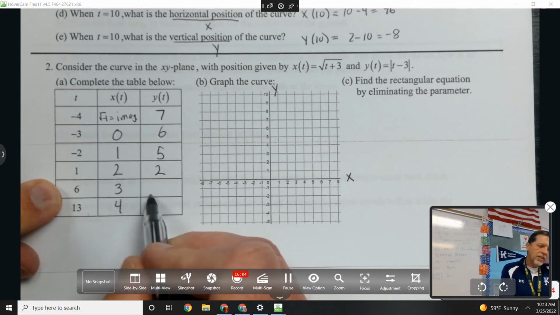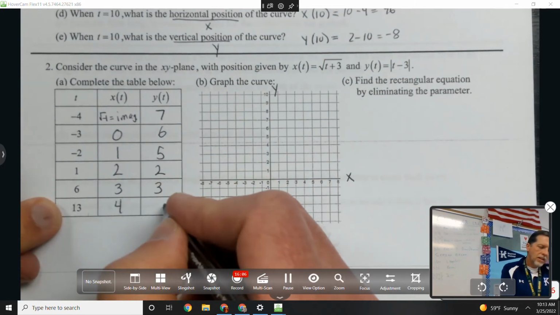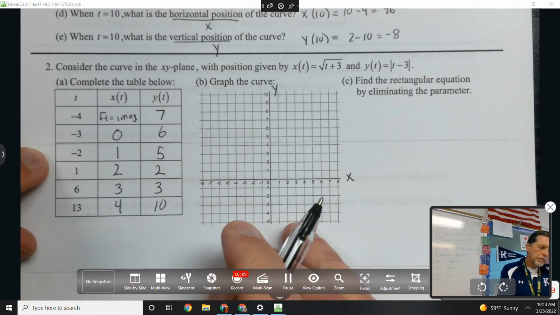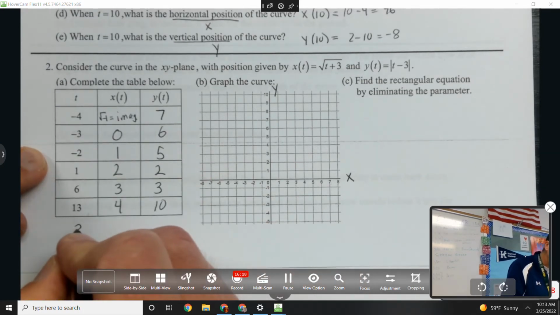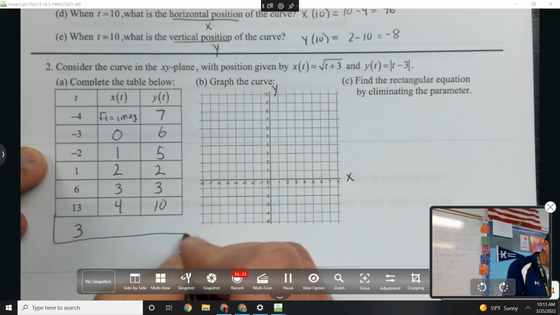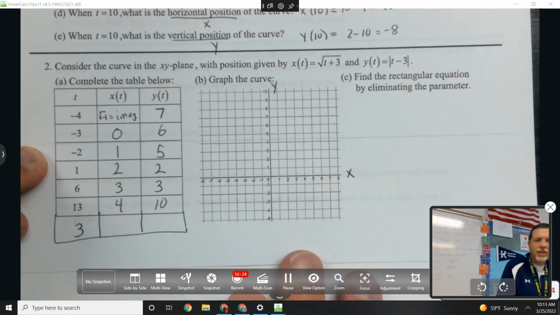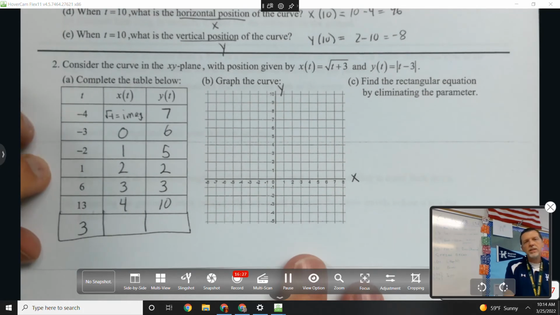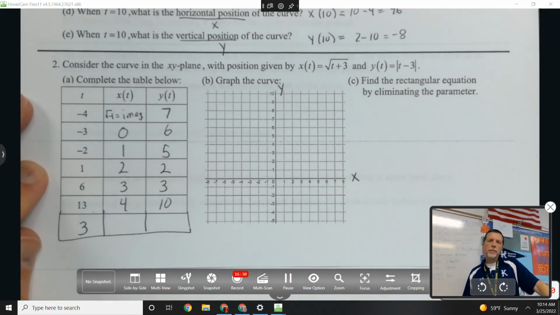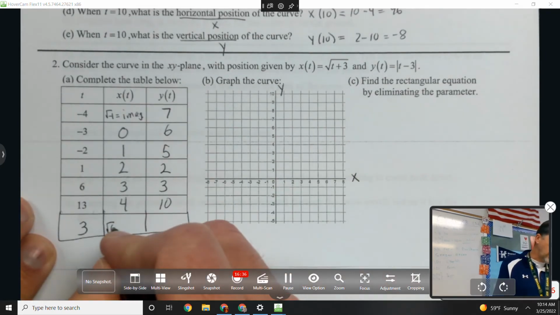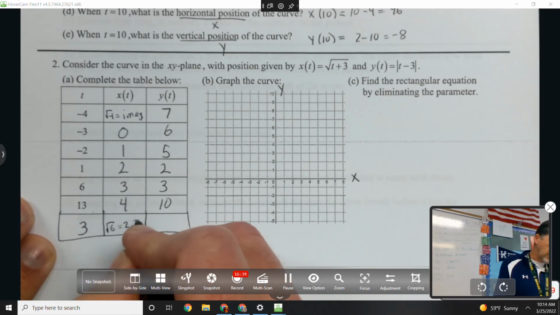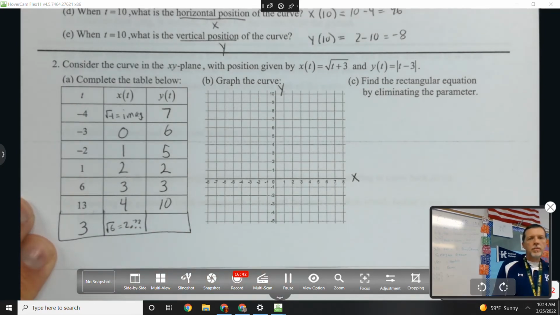I can plug in 6. 6 minus 3 is 3. 13 minus 3 is 10. And it's not on here, but it would have been nice. Let's add an extra row to our table, and you'll see why in a minute. Now, this makes the x be ugly. The square root of 6 is, I don't know, 2 point something. But the reason I picked t to be 3 is, what does it make y? 0.